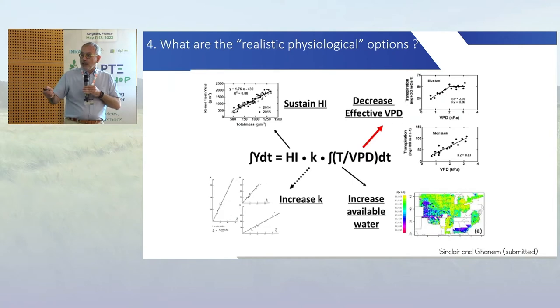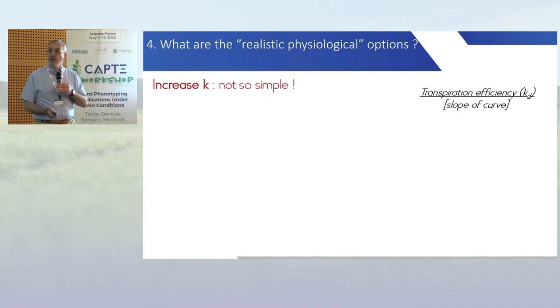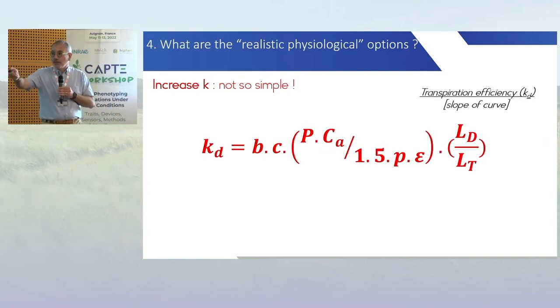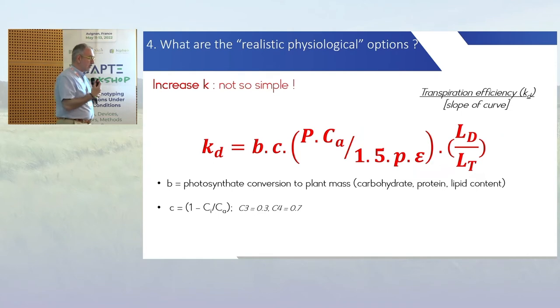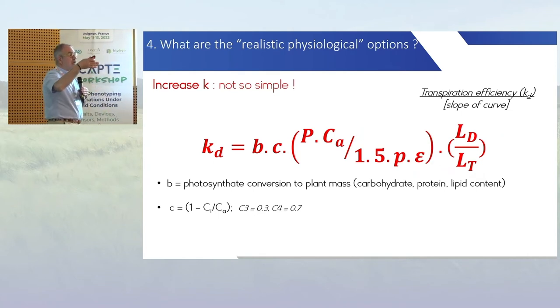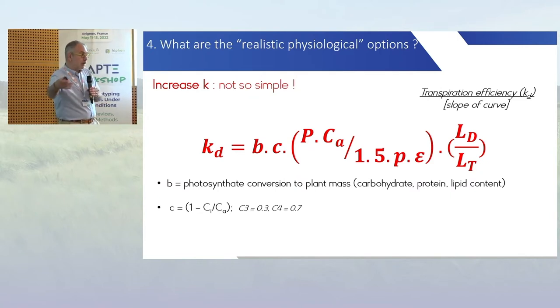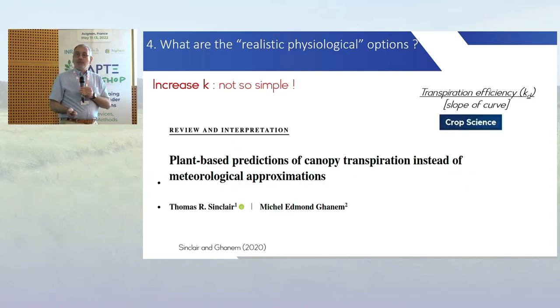So I'll start with K. The first thing that we can do is increase K. I mean, it's good in theory, but is that very simple? No, it's not that simple, because K is a complex coefficient that is highly dependent on the photosynthate conversion of the plant mass. So it depends on whether your crop is more of a carbohydrate crop, or a protein crop, or even a liquid lipid type of oily crop. And it depends on factors that are highly dependent on the internal versus the external carbon concentration. So yes, you can increase K, but it's not as simple as it seems.